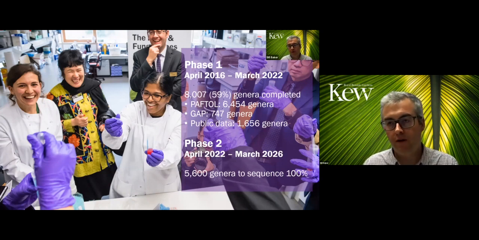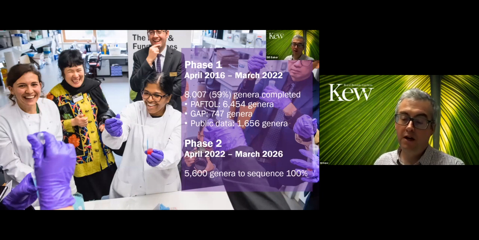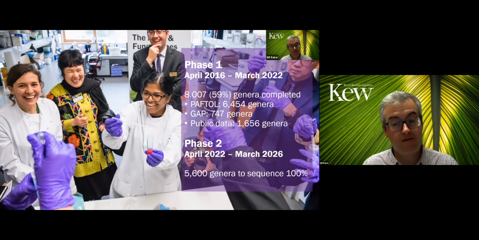Making sure that we were choosing carefully and getting the best possible quality data out of there, using various approaches to verify identity and so on. Now we're in phase two. To my great delight, we were funded again by the philanthropists who supported phase one, and we have another 4 years basically to finish the job, starting in April last year.